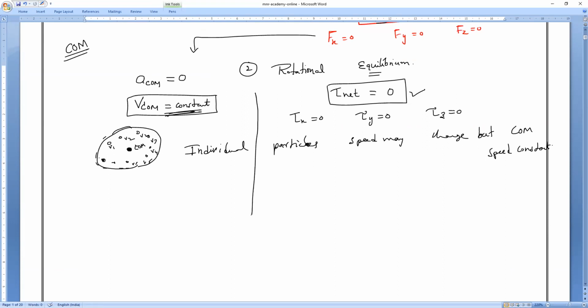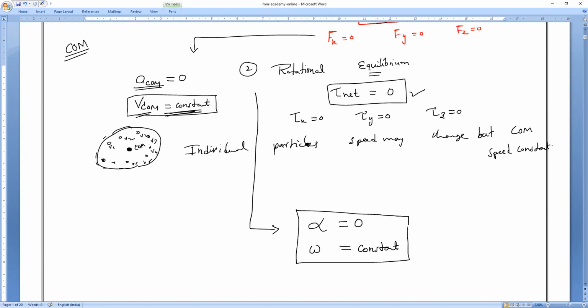Now in rotational motion, what will happen in a similar way? There, acceleration a is zero; here, angular acceleration remains zero, because something is constant. There, the velocity of the center of mass is constant; here, the angular velocity remains constant. That is called rotational equilibrium. Understand, Rudreswar? Yes, please.